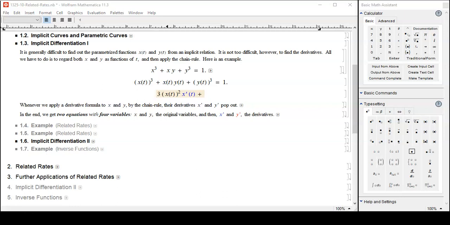Next, we have a product of two functions, x of t times y of t. So it looks like this time we have product rule. The derivative of the first function times the second function plus first function times the derivative of the second function. So x prime y plus x y prime. Okay, and then the same thing again. 3 comes out as coefficient, nothing changes inside. Subtract from the power, but by the chain rule, we have to multiply the derivative of the inside.